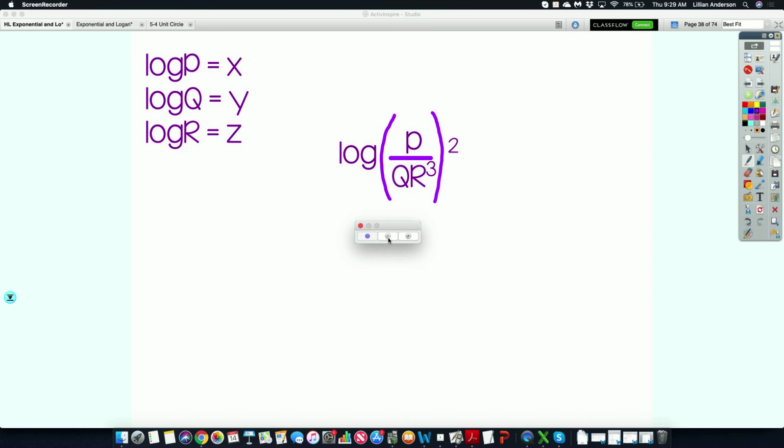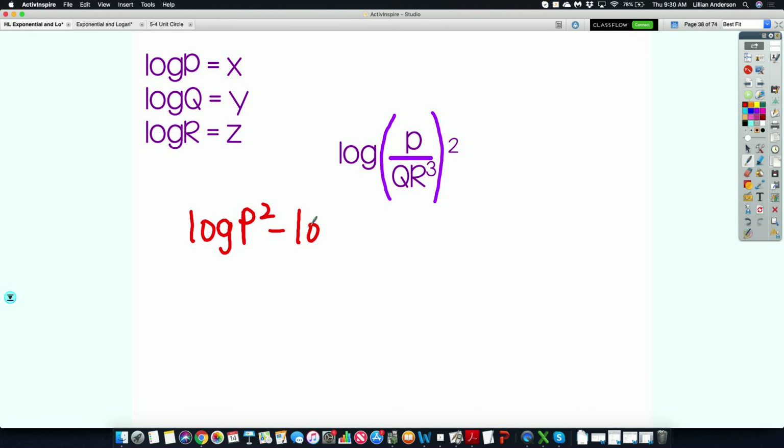So we can start. How can we start this problem? You rewrite it as log p squared minus log q squared r to the 6th. Good stuff. So you applied the exponent to every piece on the inside of parentheses, and then you got rid of division by putting in subtraction. Very good. From here, where could I go?